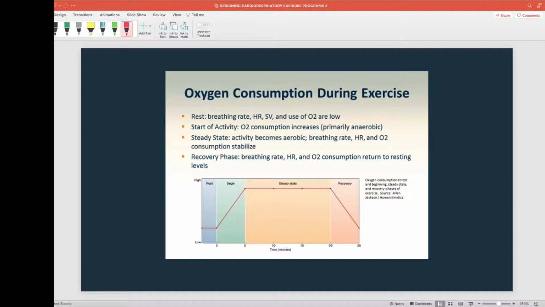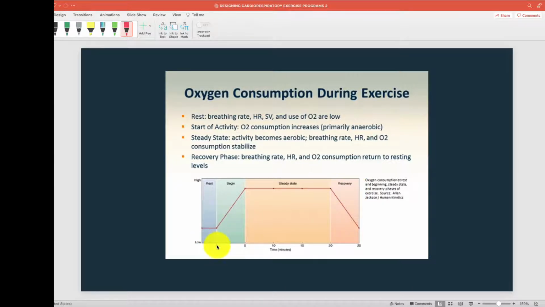Now let's start putting some pieces together. We talked about assessing O2 consumption during cardiorespiratory activities. I have this oxygen consumption during exercise slide here so that you can put some of this together, because it's unfortunate we're not in the lab, which makes things harder to understand. In this slide, you can see changes in oxygen consumption during an acute bout of exercise. You see here rest, begin, steady state, recovery.